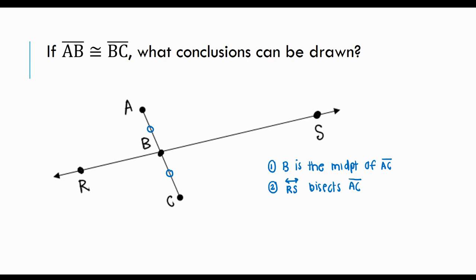But because RS is a line, with arrows on either side, I cannot indicate that B is in the middle of that line. So there's nothing I can conclude about that line. Those are two really good conclusions about that segment being congruent: that B is the midpoint of AC and that the line is bisecting the segment AC.